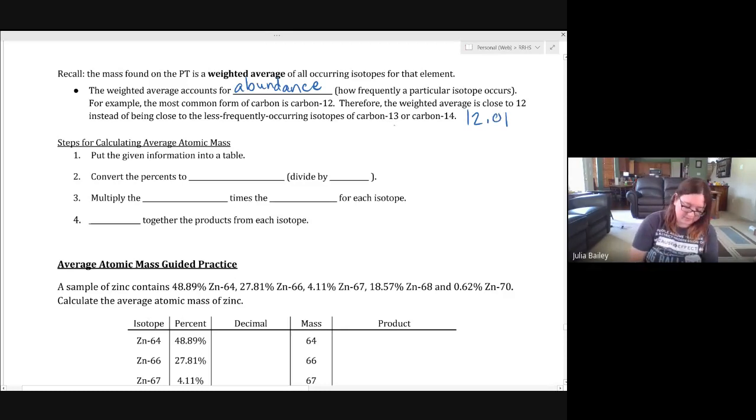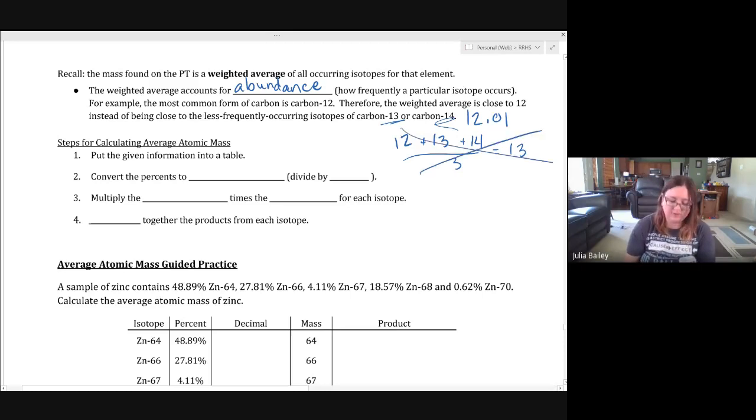Carbon 13 and carbon 14 exist, but if we just took the mean of 12 plus 13 plus 14, that mean comes out to 13. But that's not the weighted average on the periodic table for carbon, because most carbon is carbon 12. Carbon 13 and carbon 14 are really rare. So you're not really adding up 12 plus 13 plus 14.